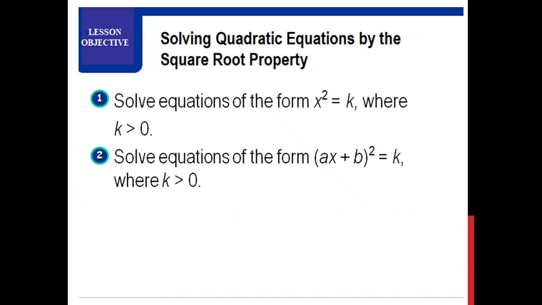Our lesson for today is solving quadratic equations by the square root property. Now we have two forms of the square root property, or the equation that can be solved using the square root property. First, in the form of x squared equals k, where k is greater than 0, and the other one is in the form of (ax + b) squared is equal to k, and still k is greater than 0.